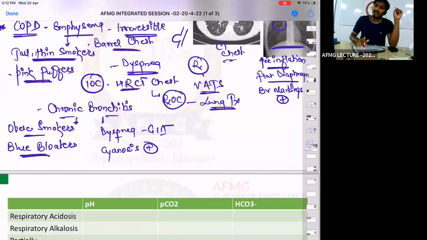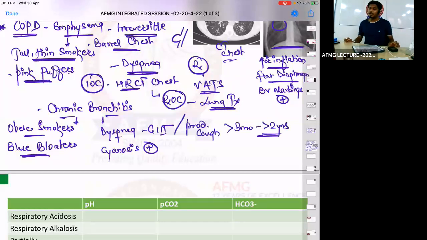Anybody? Chronic bronchitis definition was asked. A chronic bronchitis patient along with dyspnea will present to you with which type of cough? Dry or productive? Productive cough. For how many months? For more than 3 months. For how many years? For more than 2 consecutive years. Okay? So remember, in chronic bronchitis the patient will present with productive cough for more than 3 months, 2 years in a row. Then the diagnosis of chronic bronchitis is made, and the patient will have grade 3 dyspnea.